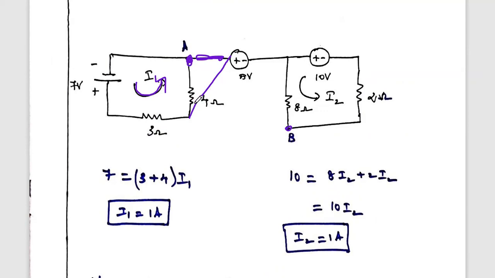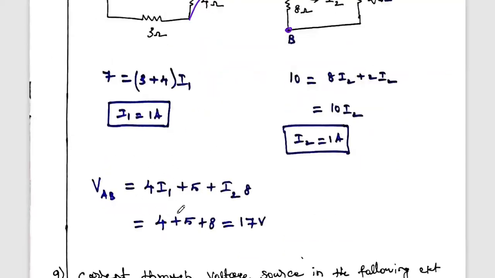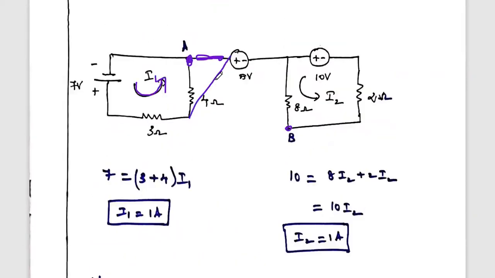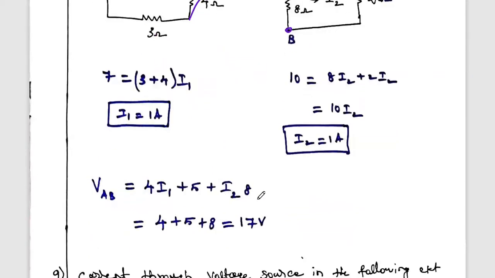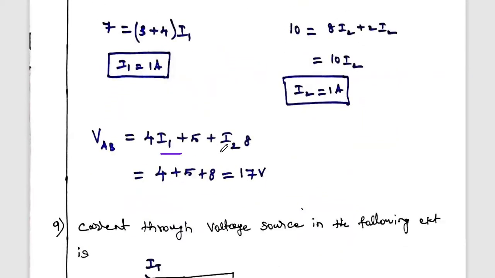The current flowing through this resistance is I1. So the voltage drop across the resistance is 4 into I1. Then here it's a battery, plus 2 minus, so it is also a voltage drop. Then coming here, 8 into the current flowing through this 8 ohm resistor, which is I2. So 8 into I2.